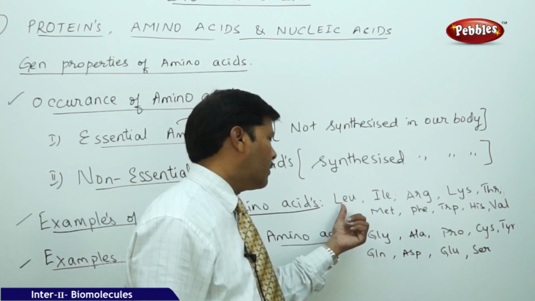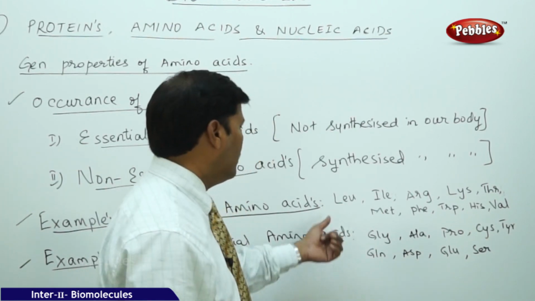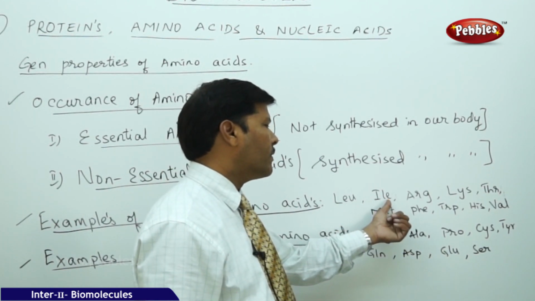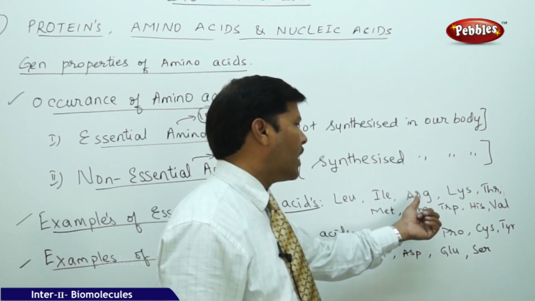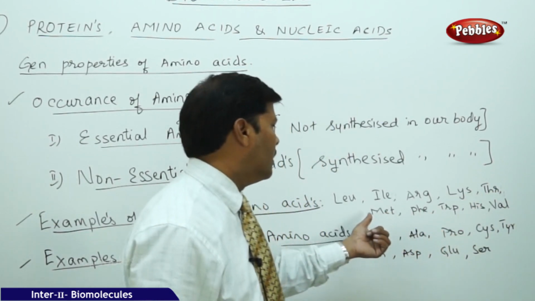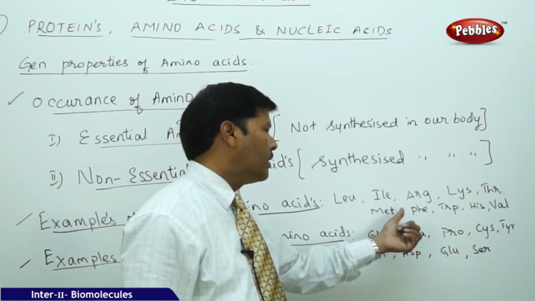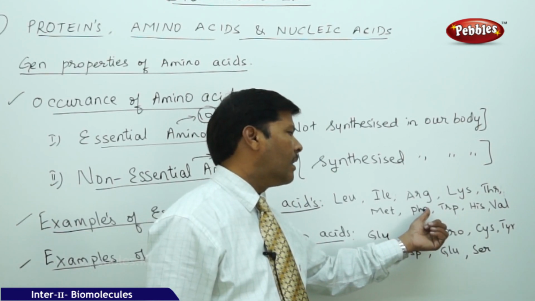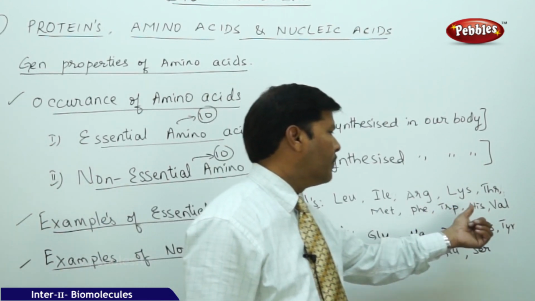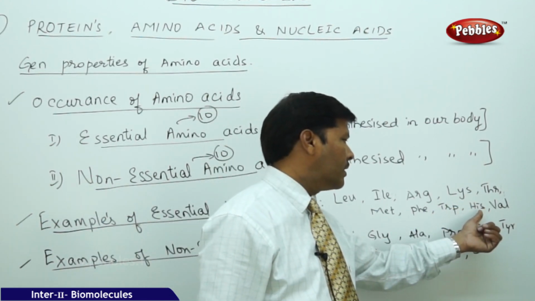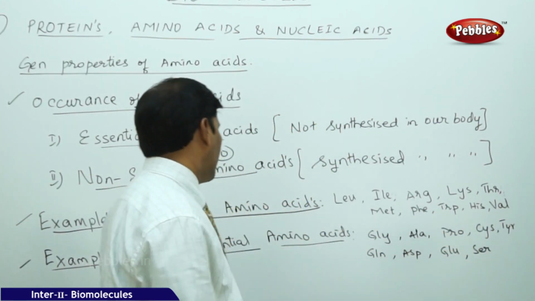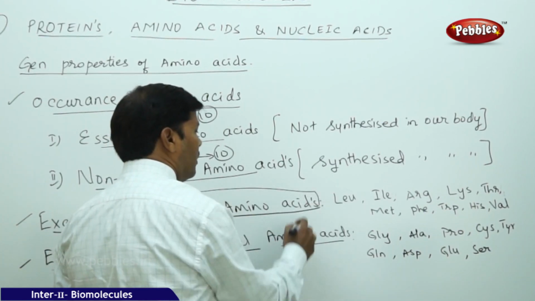For this 3-lettered code, LEU stands for leucine, ILE for isoleucine, ARG for arginine, LYS for lysine, THR for threonine, MET for methionine, PHE for phenylalanine, TRP for tryptophan, HIS for histidine, and VAL for valine. All of these are essential amino acids.